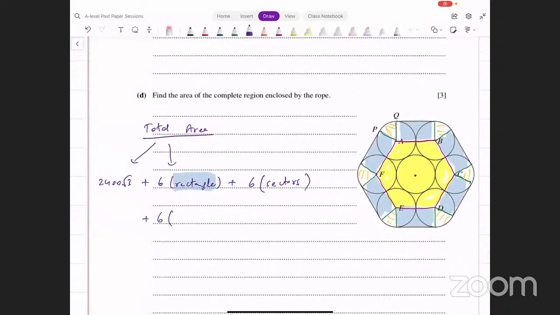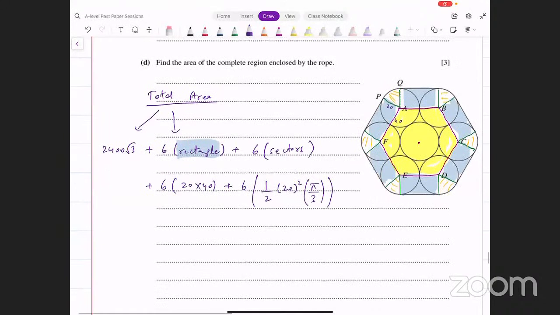Do we have the length? We know that this length is 20 and this length is 40. So that's just 20 times 40, length into width. What about the sectors? We know the formula for that. Half r square theta. Radius क्या था? 20. 20 square. Angle क्या था? Angle उसने first part में निकलवाया था यहाँ से. Prove करवाया था. That was pi over 3. So that's pi over 3. Half r square theta. And now we just need to evaluate this.